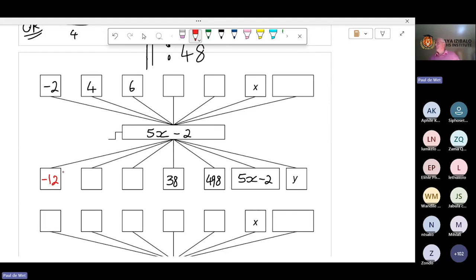Okay, what if I put 4 in? Well done. If I put 4 in, I'm going to get 18 out. What if I put 6 in? There we go, I'm seeing answers for 6. I get 28 out. What must I put in to get 38 out?